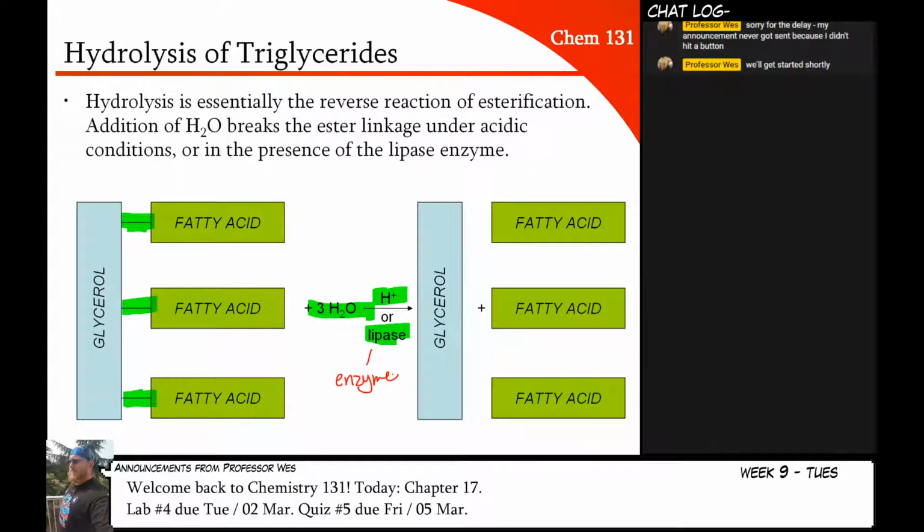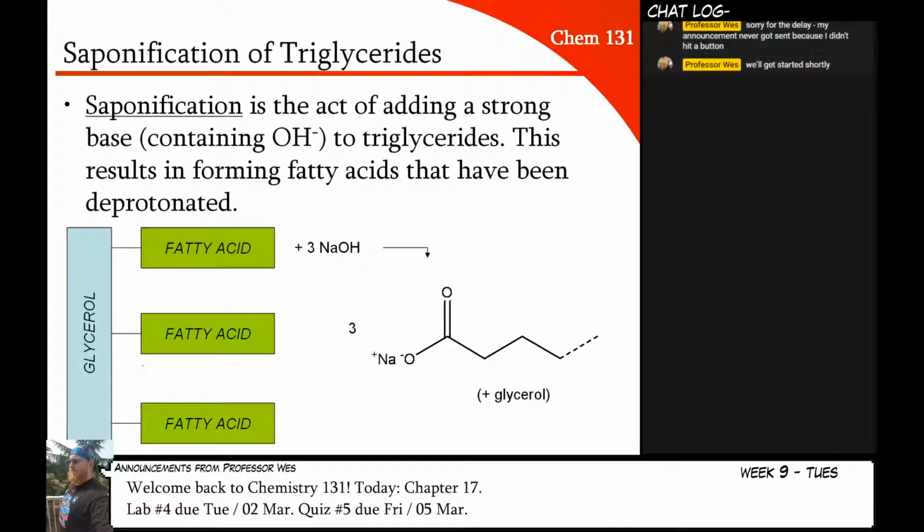And using either of those is going to allow us to split the ester linkages. Again, remember, these are all ester linkages right here. So this and this and this. Now, the next thing that we can do is what's called saponification.